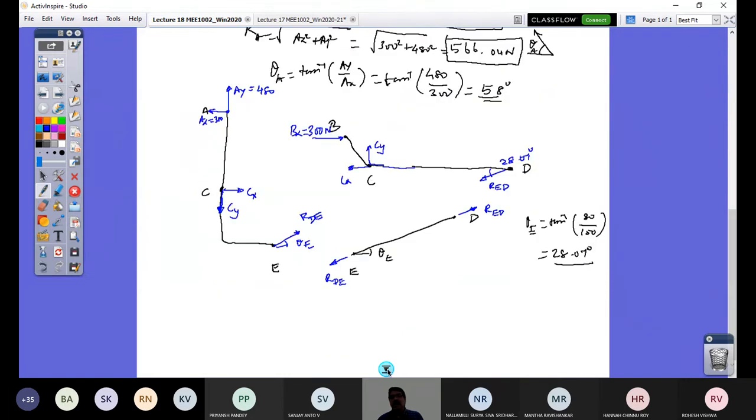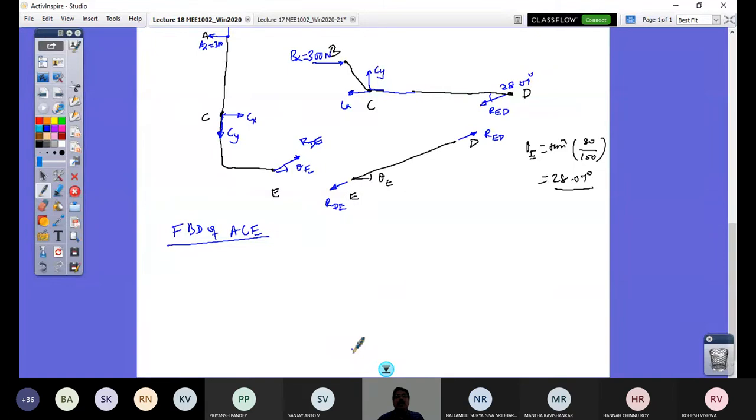I just request that you solve it yourself in parallel. Some of you can solve by taking the ACE free body diagram and the other group can take the BCD diagram; you should get the same result. So let me take the FBD of ACE. In that, to find Cx and Cy, before that, let me find RDE by taking moment at point C.